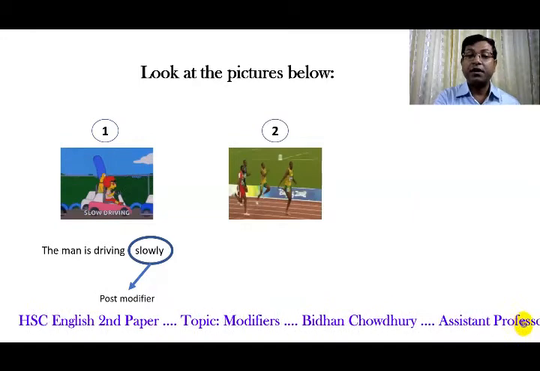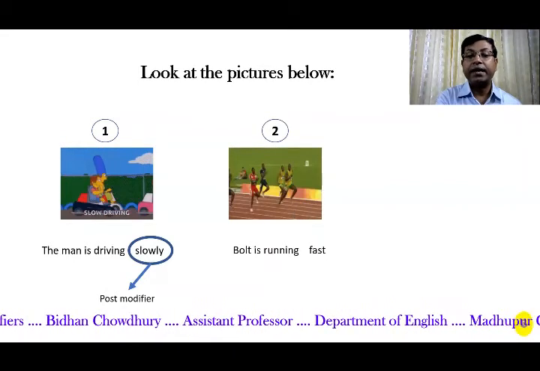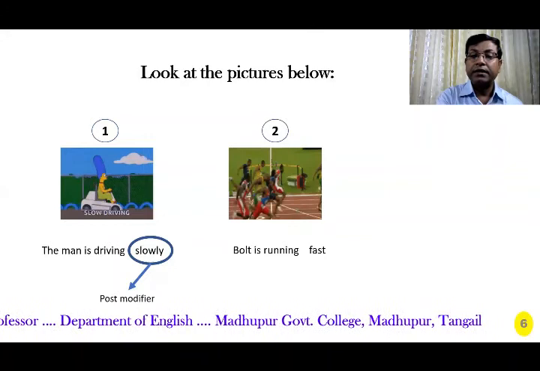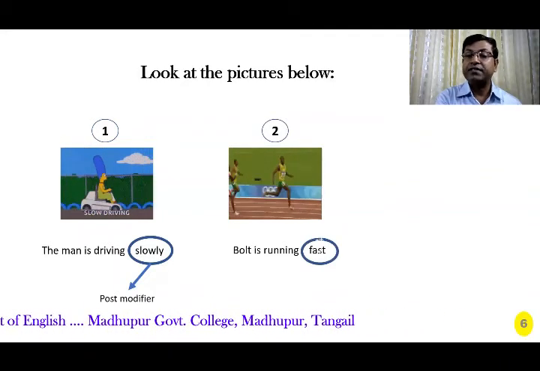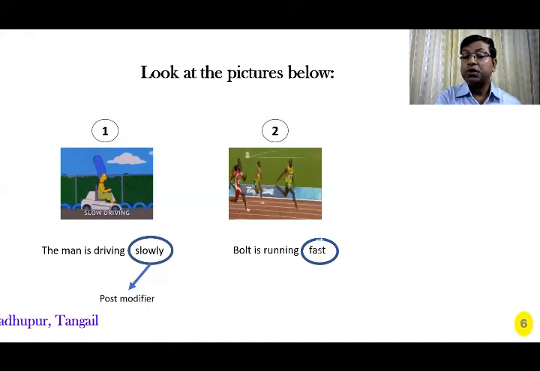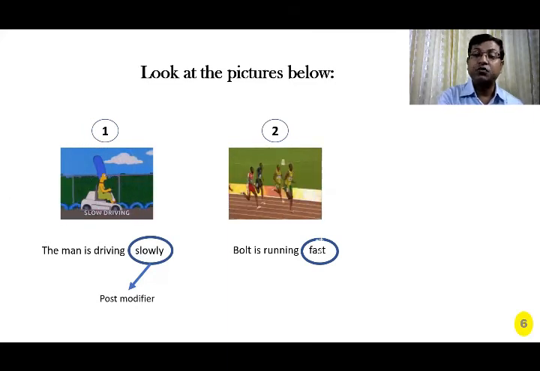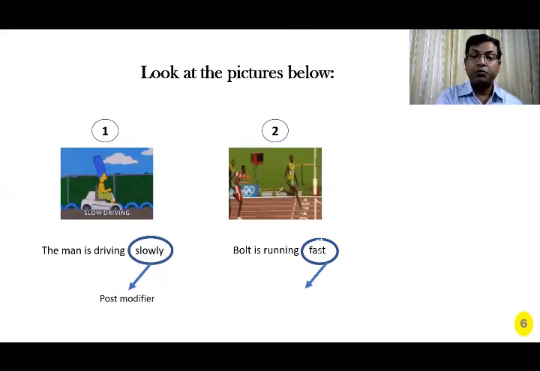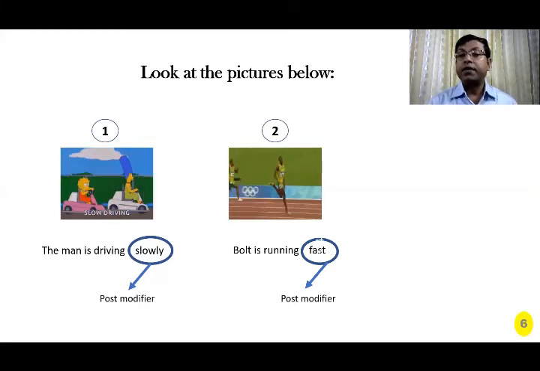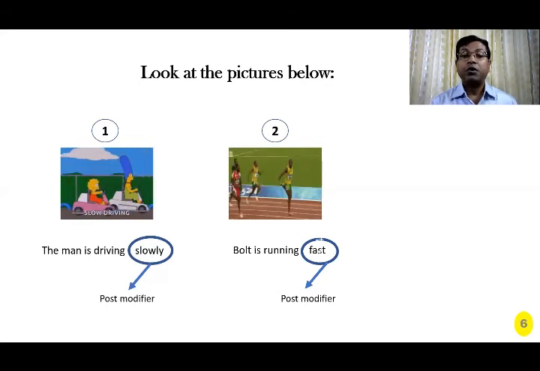And if I ask you to describe the man Usain Bolt, you can say Bolt is running fast. And how is Bolt running fast? To describe the nature of his running, the word fast has been used. It is actually modifying the verb running. So fast is also an adverb which actually is modifying the verb running, and it comes after the verb it modifies. That is why fast is also an example of post-modifier. And you have also noticed, my dear students, verbs are being modified by adverbs. Adjectives are used to modify nouns, and adverbs are used to modify verbs.